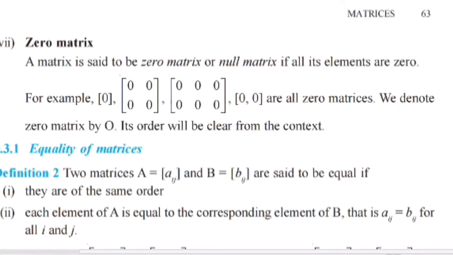Next is the zero matrix. A zero matrix need not be a square matrix. A matrix is said to be a zero matrix or a null matrix if all its elements are 0. You should not get any non-zero element there. And we denote a zero matrix by O.